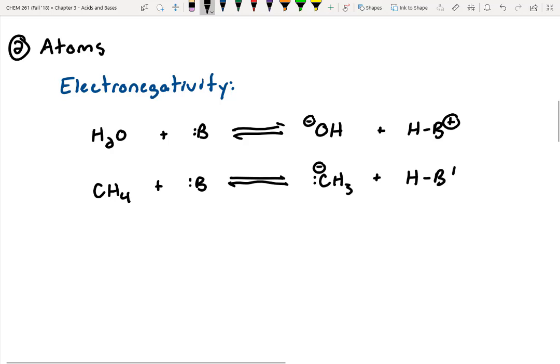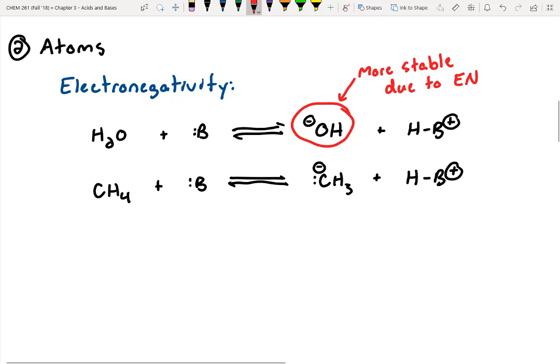plus our conjugate acid. Just like we did before, we're going to be comparing our 2 conjugate bases. And in this case, electronegativity tells us more electronegative atoms are going to be happier carrying a negative charge, right? Which immediately means that OH minus is definitely going to be more stable, right? So this is going to be more stable due to the electronegativity, EN of oxygen, right? That means conversely, water must be the stronger acid.